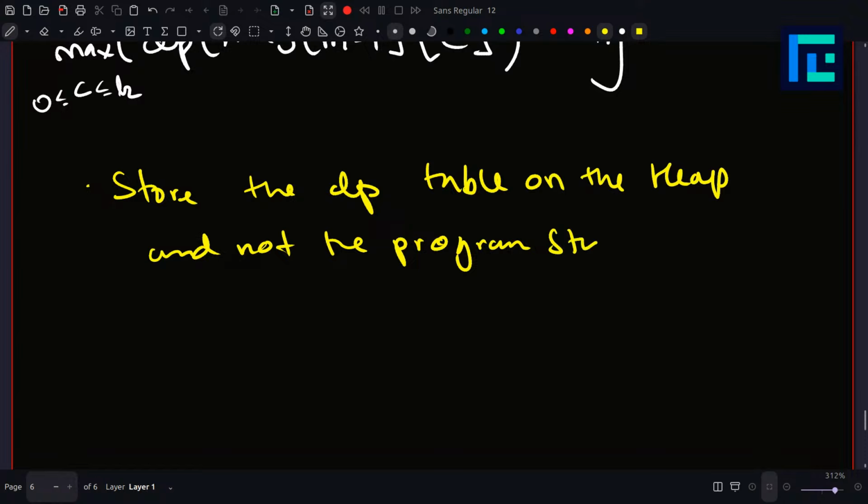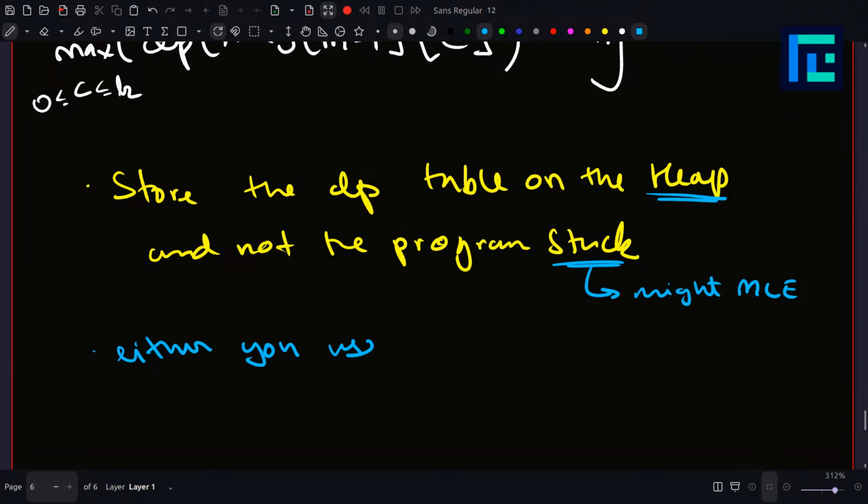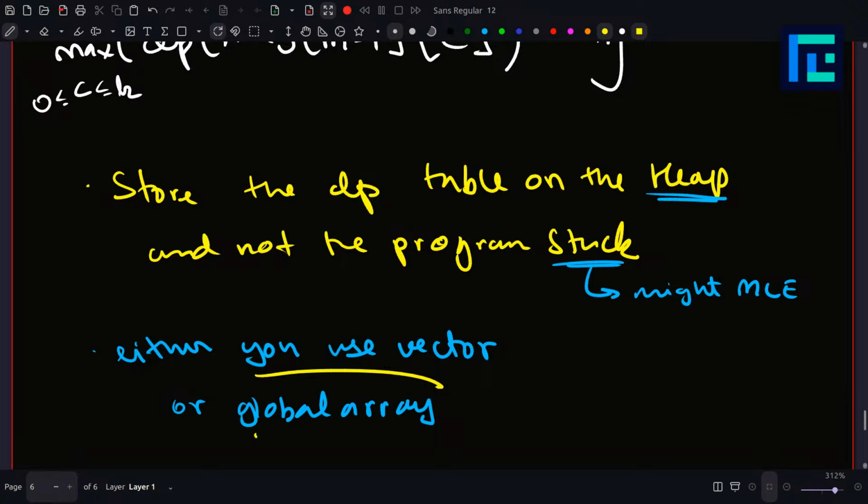Why? Because when you have large dp tables, if you store them in the program heap, you'll have enough space. But the program stack might not have space, and you might get a memory limit exceeded if you try to store it in the program stack. So make sure that you either use a vector or you use a global array. Do not try a local array. A local array will be stored on the stack. It might MLE or it might TLE, okay? So that's why you need to use a vector or a global array.